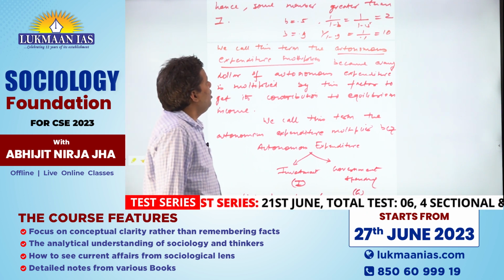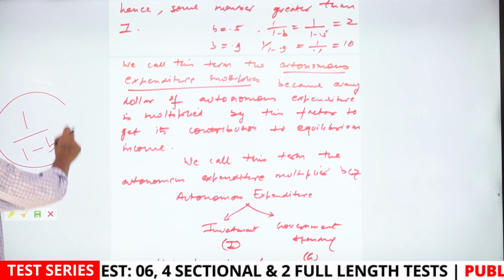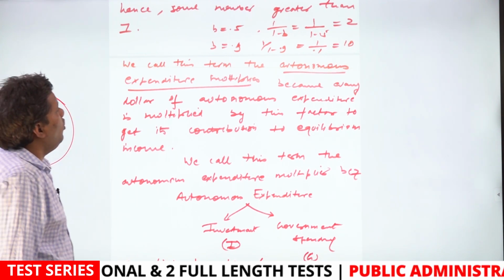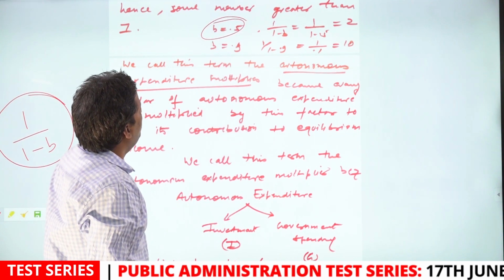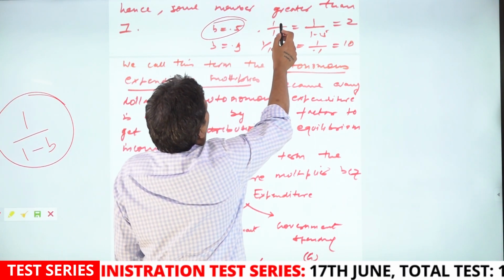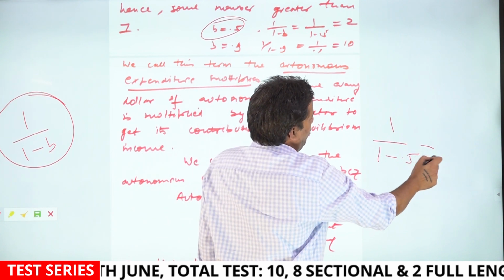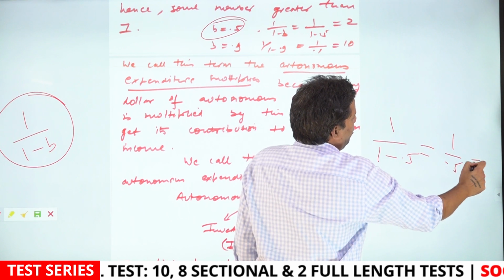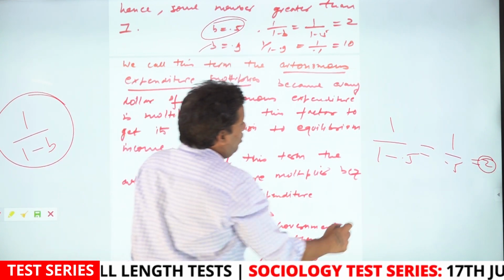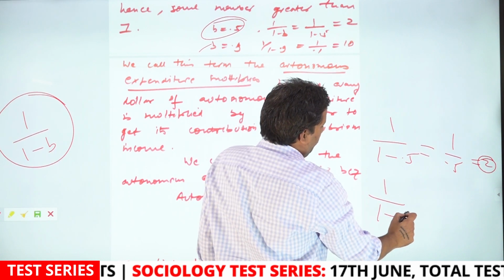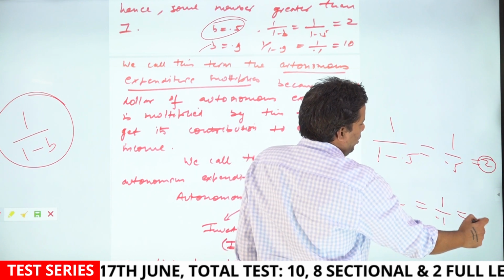Try to see how this expenditure multiplier, 1 upon 1 minus B, behaves. Let's say your B, marginal propensity to consume, is 0.5. Then 1 upon 1 minus B becomes 1 upon 1 minus 0.5, which is 1 upon 0.5, equal to 2. And let's say your marginal propensity to consume is 0.9. Then 1 upon 0.1 will be equal to 10.